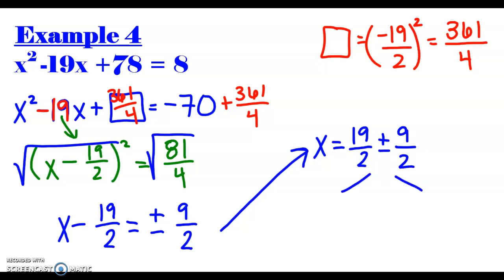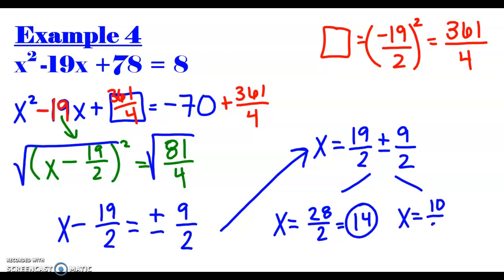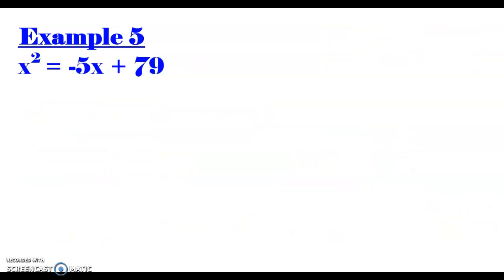So you're going to have both of them, right? So you've got x equals 19 over 2 plus 9 over 2. Well, 19 plus 9 would be 28 over 2, which is 14. And then 19 minus 9 would be 10 over 2, which is 5. So you have 14 and 5. So again, not as pretty because of the fractions, but hey, you got a fraction button.